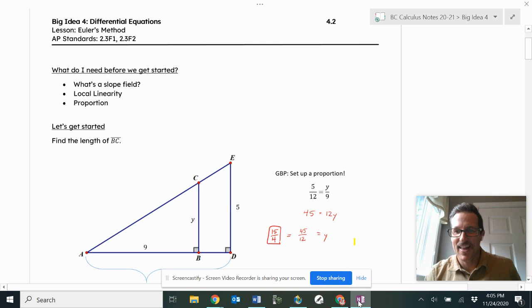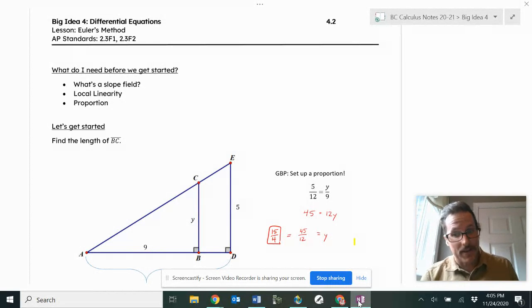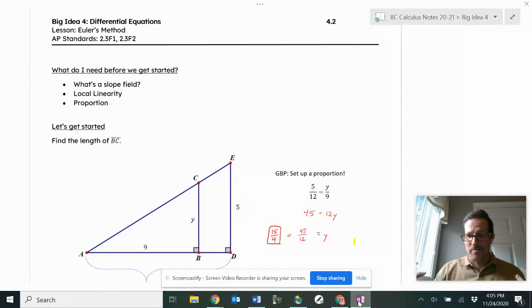All right, so we're going to talk about the second lesson in differential equations, which is on Euler's method. Euler, Leonard Euler, was basically the goat of mathematicians.